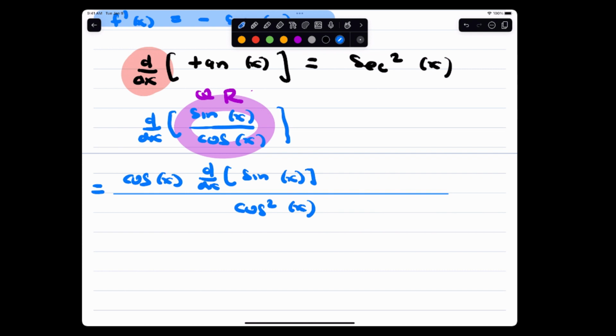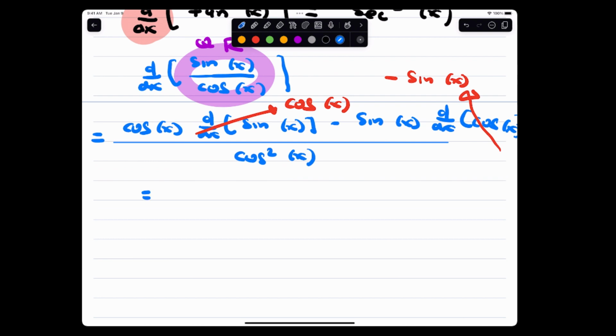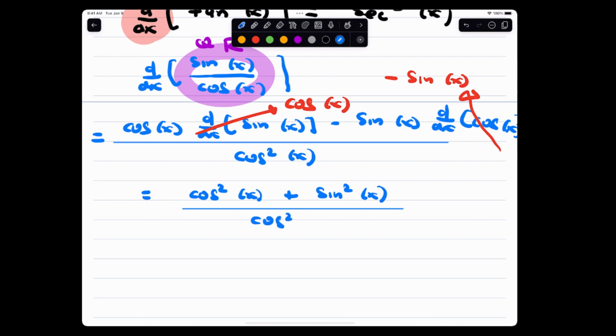Okay? And then now what you're going to do? Right, so you can do the opposite now. You're going to write minus sine and then differentiate cosine. Okay? So what's the derivative of sine, ladies and gentlemen? Cosine. And what's the derivative of cosine? Negative sine. Okay? So this becomes cosine squared, minus and minus makes that plus, and then this is going to be over cosine squared.